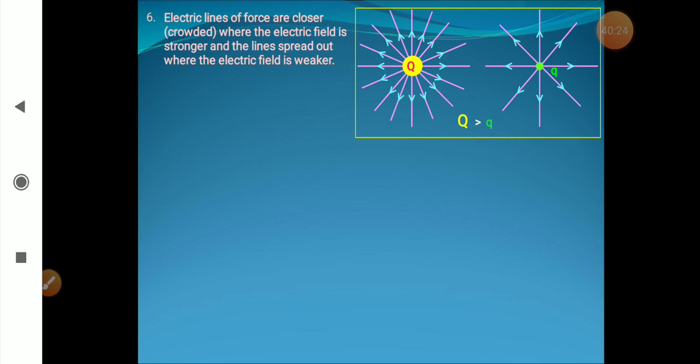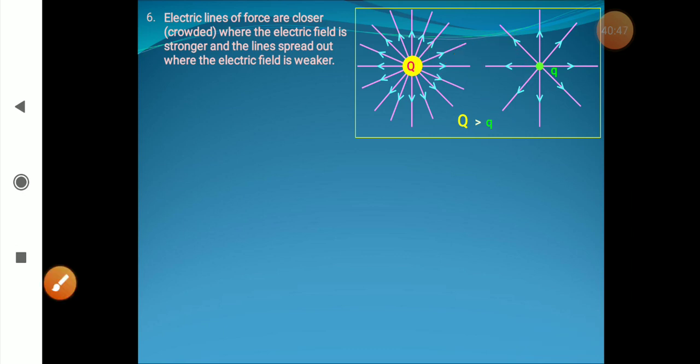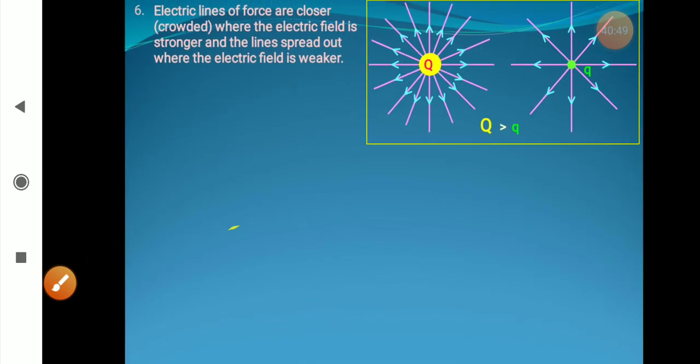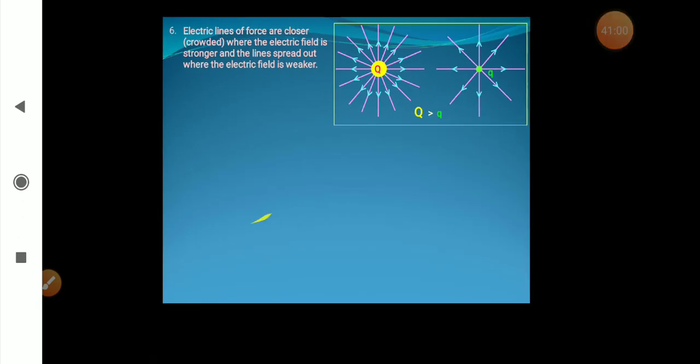Now another thing is that if the charge is more, the electric field lines will be denser. If charge is less, electric field lines will be rarer. So at the places of stronger electric field, the lines will be closer, and at the places of weaker electric field, the lines will be rarer, farther away from each other. So here, electric lines of forces are closer, crowded, where the electric field is stronger, and lines spread out where the electric field is weaker.